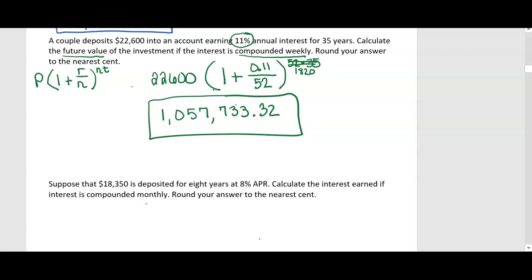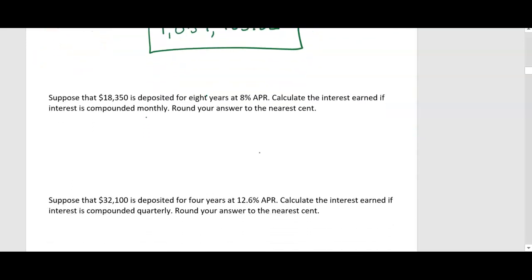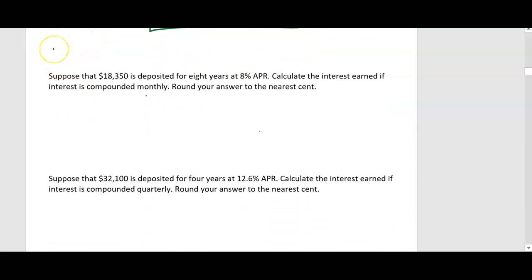Okay. Now let's look at 2 more. These 2 questions are going to be worded a little bit differently than our previous ones. We're borrowing $18,000, well, actually, I'm sorry, we're not borrowing. We're putting $18,350 into an account for 8 years, and we're going to earn 8% annual percentage rate. Calculate the interest if it's compounded monthly. Because it says compounded monthly, I know I'm doing my more complicated formula.